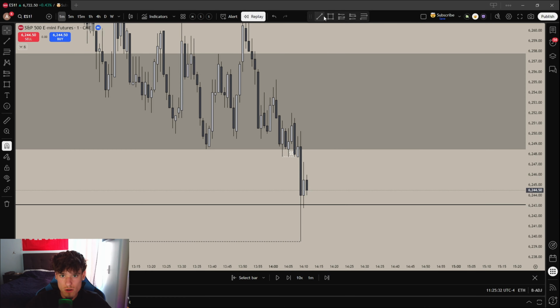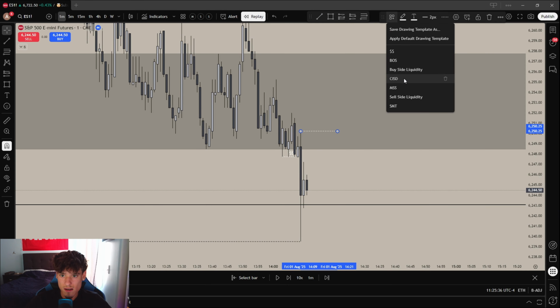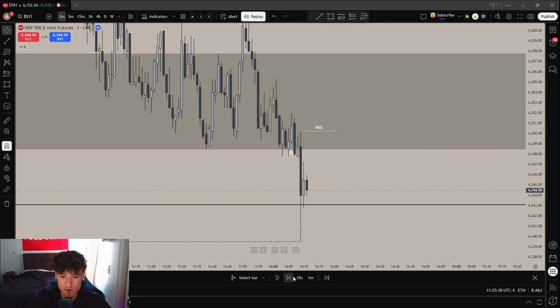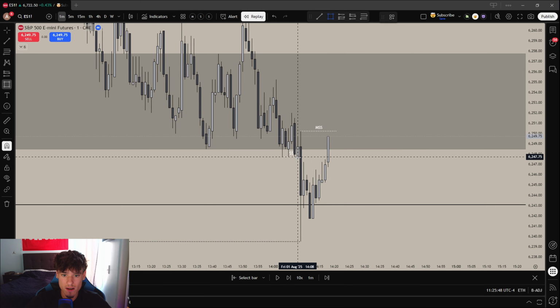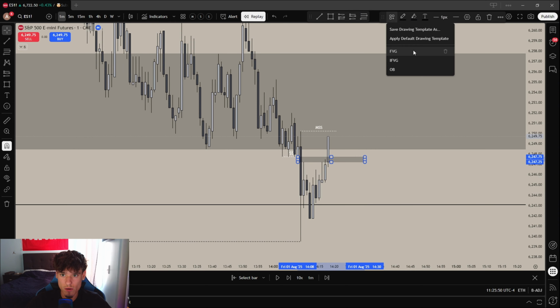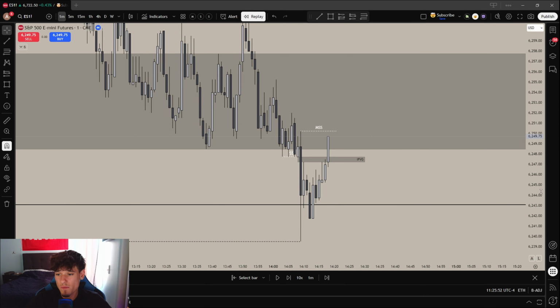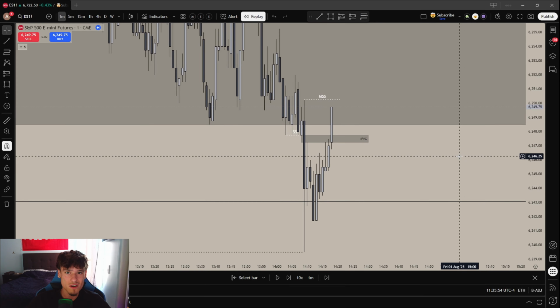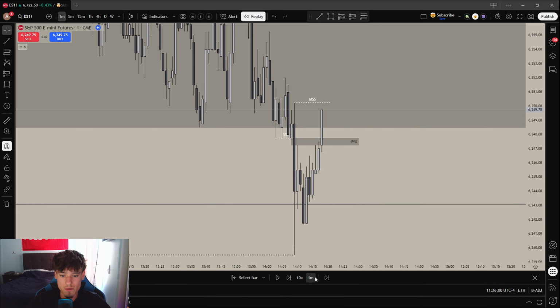So for me to want to take an entry, I would really like to see a form of a market structure shift, change of a state of delivery, or even an inversion fair value gap would also be very nice for an entry here. So right here, as you can see, we have that inversion fair value gap that gets put in place right here. So if you are a bit of a riskier trader, you do tend to trade with lower size, well, this could be a very nice entry for you.